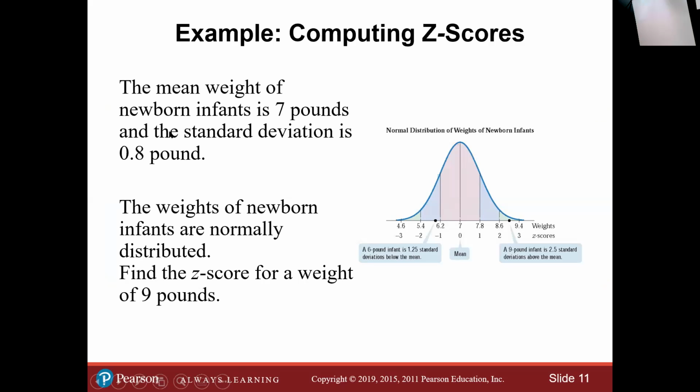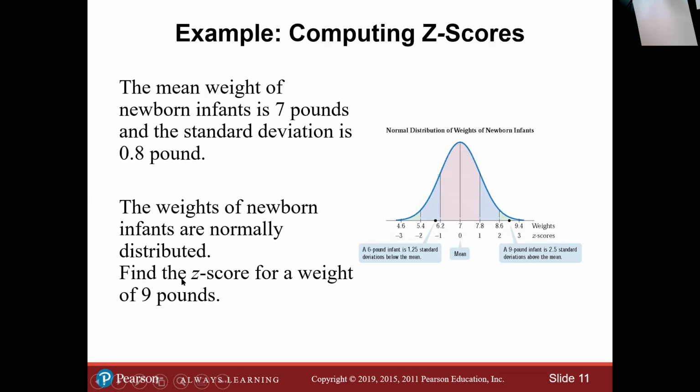So in this example, we're talking about newborn infants. The mean is 7 pounds and the standard deviation is 0.8 pounds. So 7, the mean, goes in the center. Then each increment, each standard deviation is 0.8 pounds. So you can see it's increasing by 0.8 pounds to the right, decreasing by 0.8 pounds to the left. So you can see most infants are between 6.2 and 7.8. Some are smaller at 5.4 and some are bigger at 8.6, but anything smaller than that and higher than that is very rare.